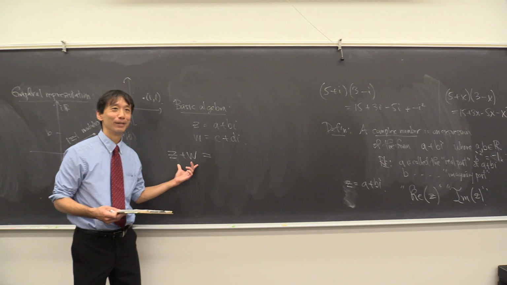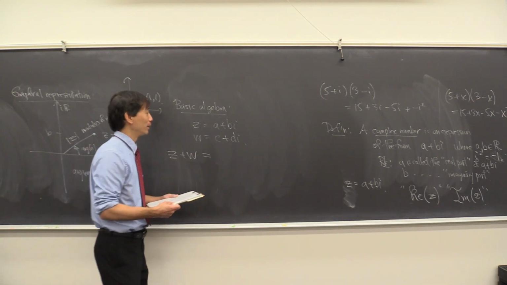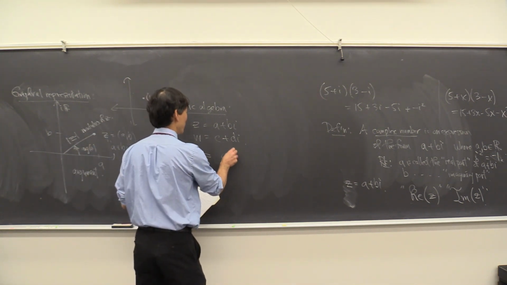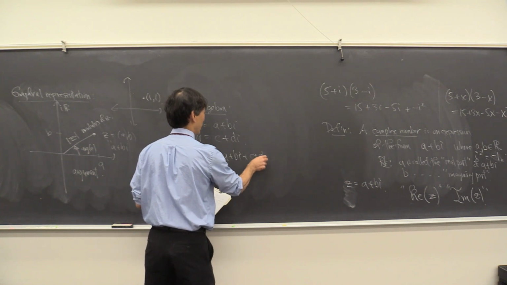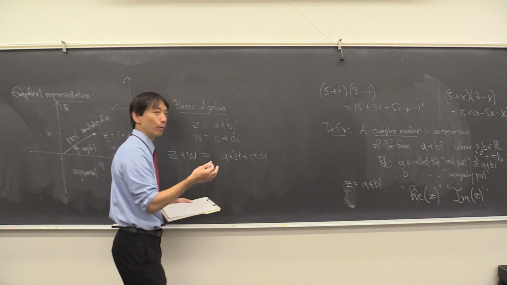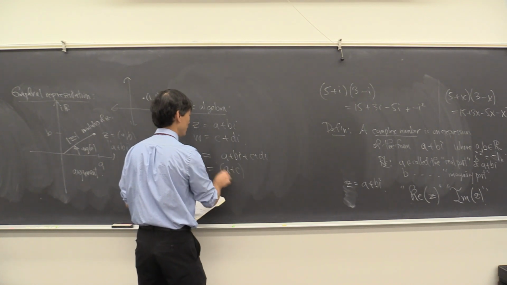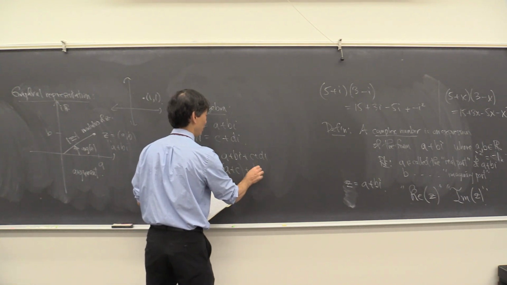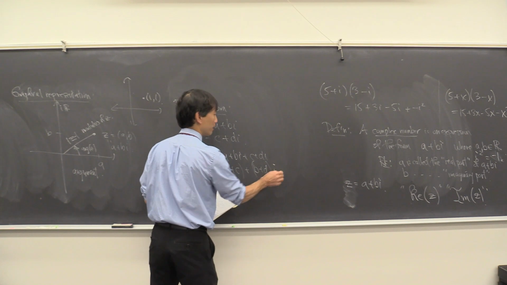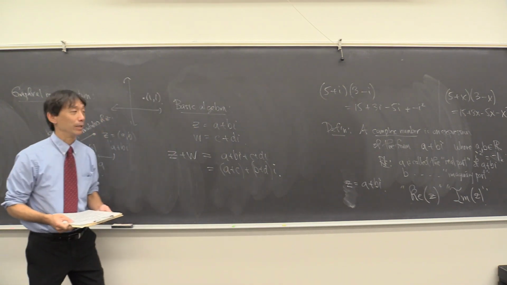What do I mean by this? Anybody? Now you're looking nervous again. Stella. You just add all the terms, like a plus b plus c plus d. Yeah, so it's going to be a plus bi plus c plus di. And if I regroup things, I'm going to regroup the real parts. This is going to be a plus c plus b plus d, times i, right.